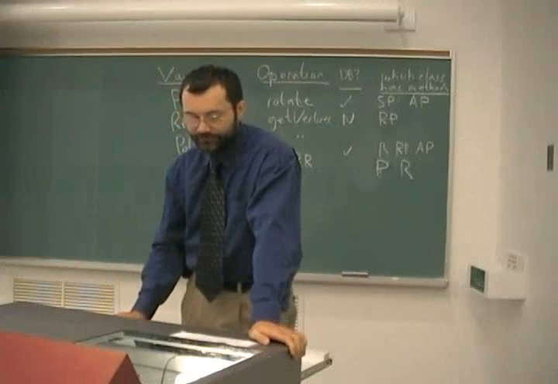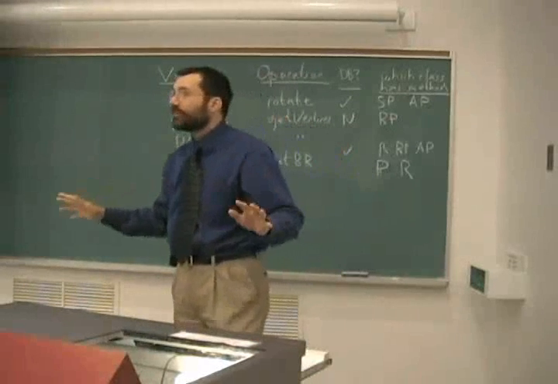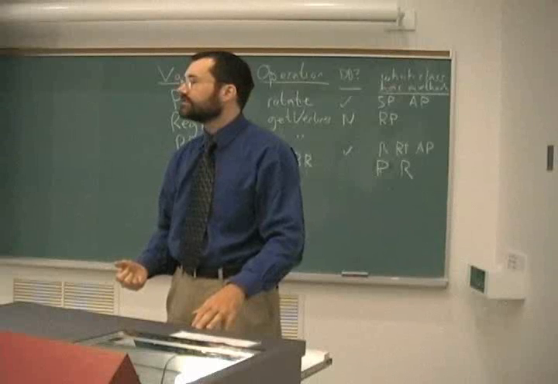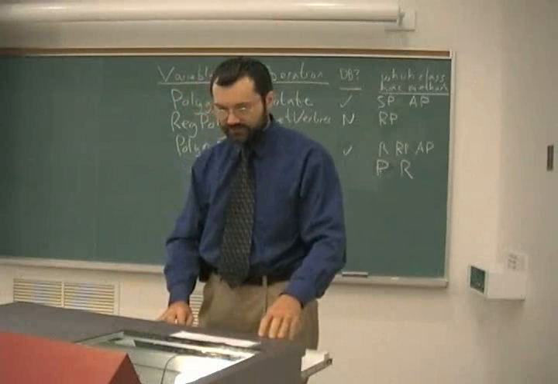Pretty clear there. Then the third concept that must be present is inheritance. We've talked about that in some depth. And the fourth concept is polymorphism. You've got to have all these things, and then you can say, yes, my programming language is object-oriented. Any questions? All right.